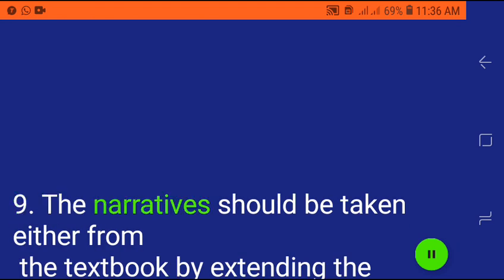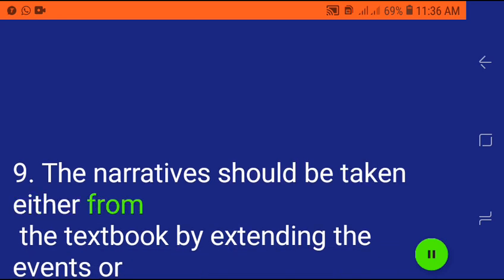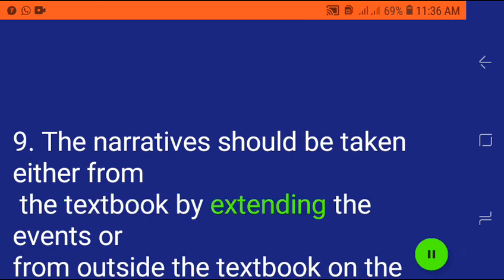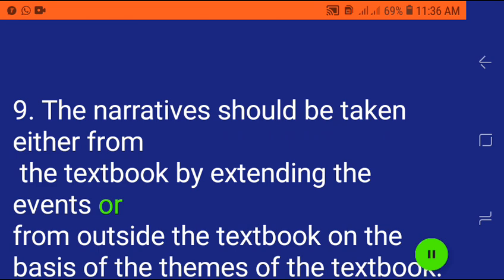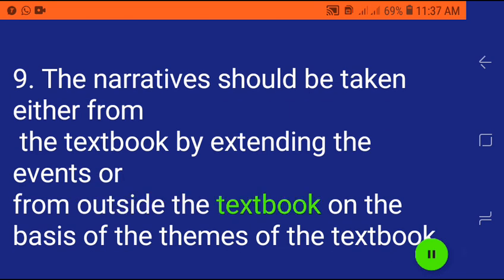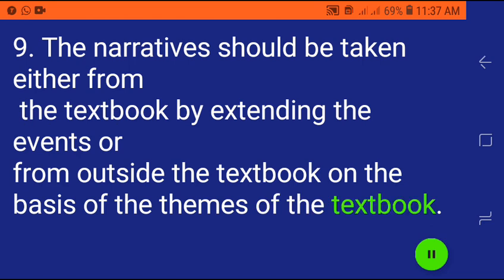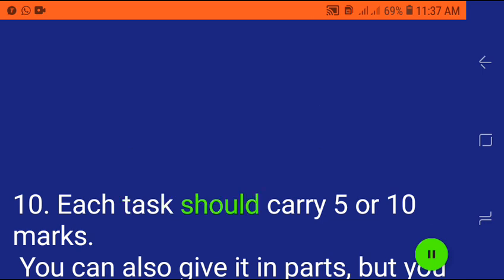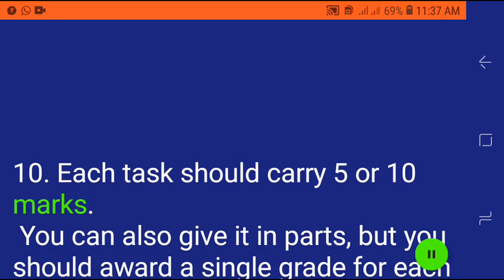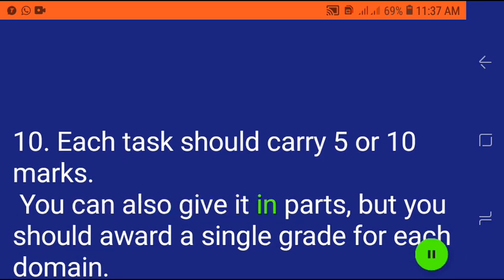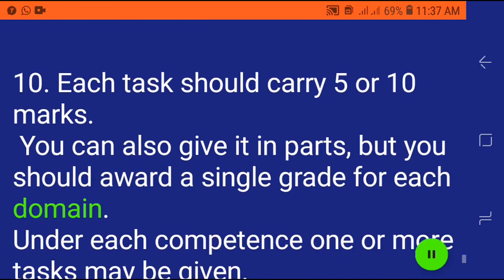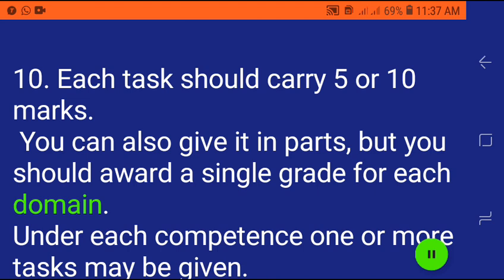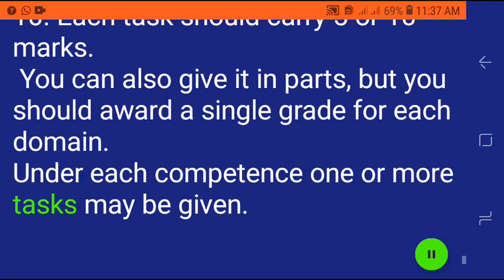9. The narratives should be taken either from the textbook by extending the events or from outside the textbook on the basis of the themes of the textbook. 10. Each task should carry 5 or 10 marks. You can also give it in parts, but you should award a single grade for each domain. Under each competence, one or more tasks may be given.